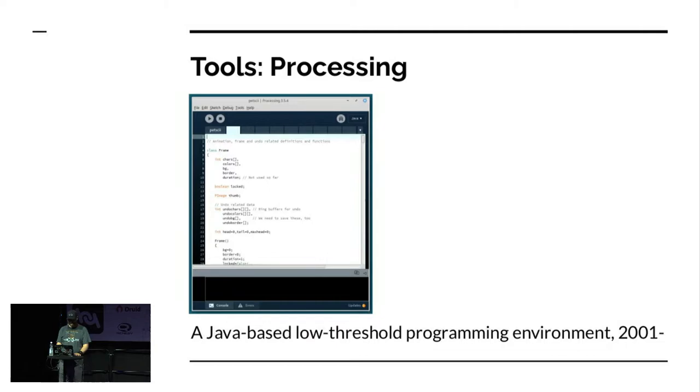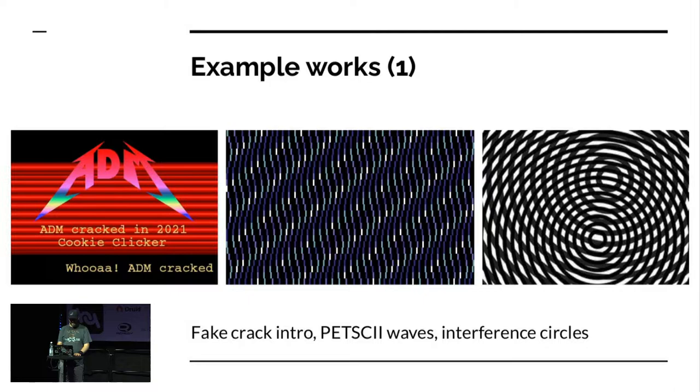And what did we do? Here's the fake crack intro we did. Color bars and all, ADM, Alive Dead Media, cracked Cookie Clicker in 2021. And then, of course, we have a scrolling text here down at the bottom with greetings to our friends. Then in the middle, there was the Petsky experiment. I will show you how this worked.